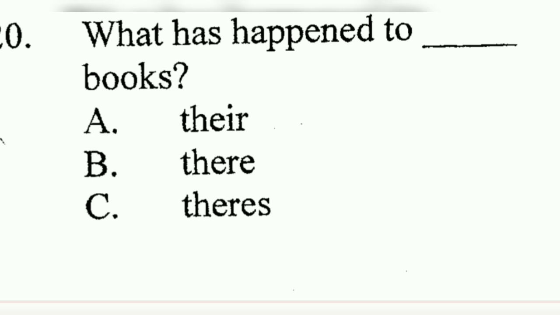Number 20. What has happened to the books? Again, what has happened to books? A says what has happened to there, and that there is THEIR book. B says what has happened to their, that's another there, but THERE books. And C says what has happened to theirs book. We know C is not a standard English word.